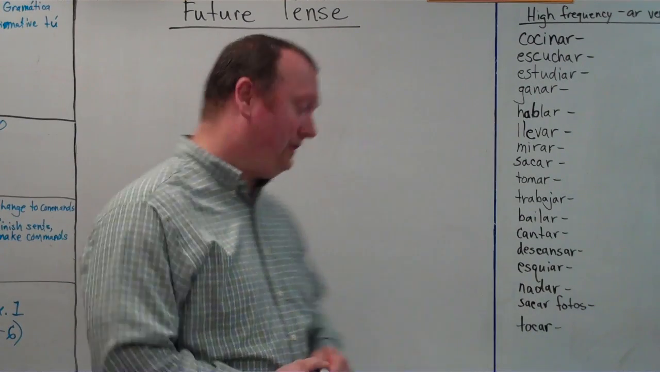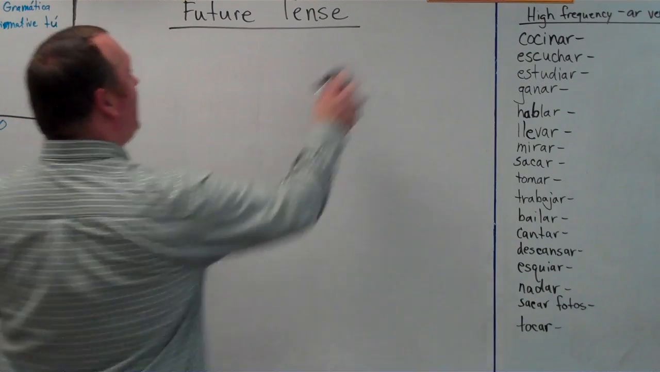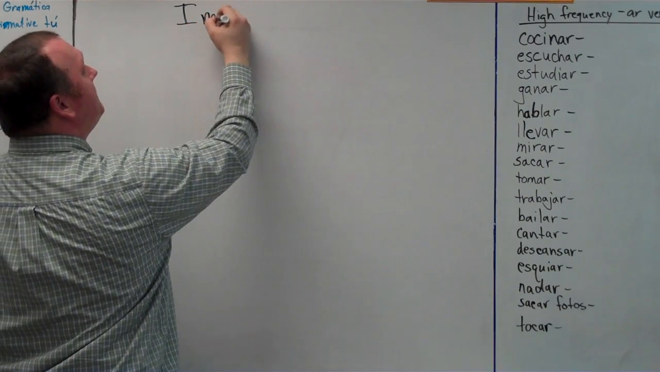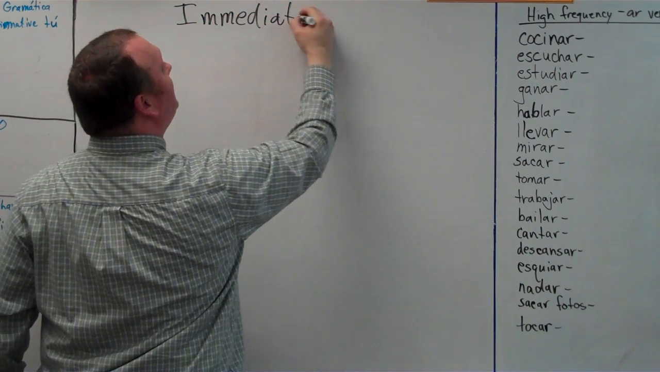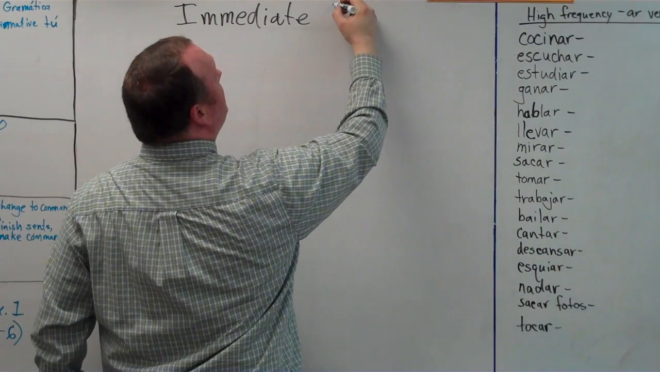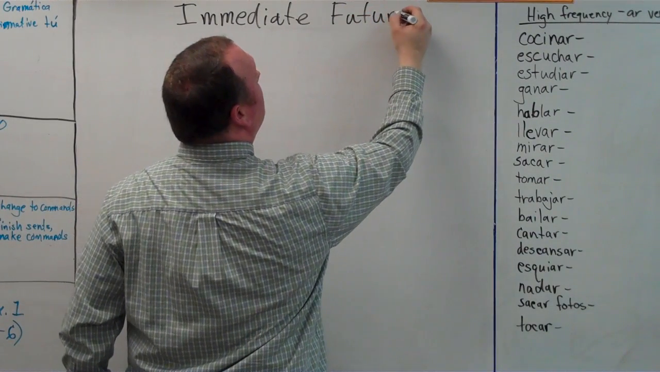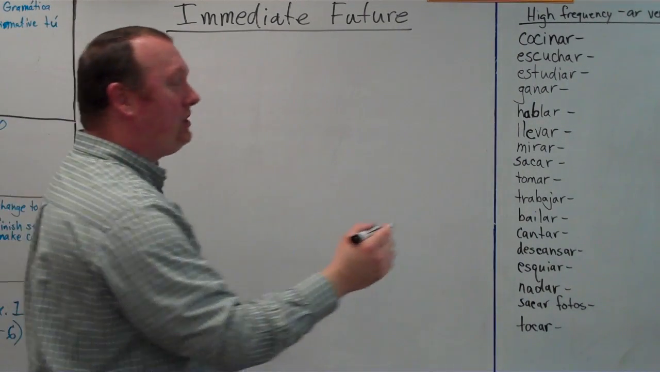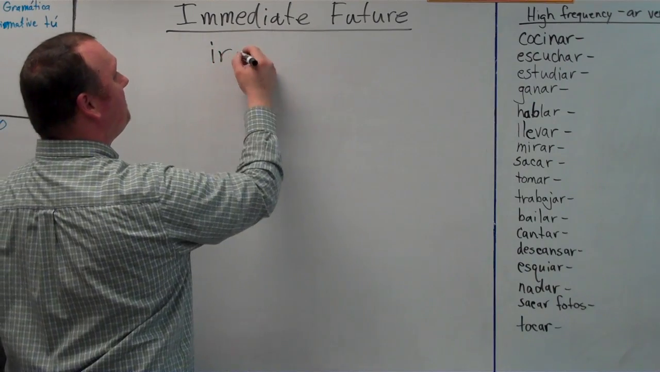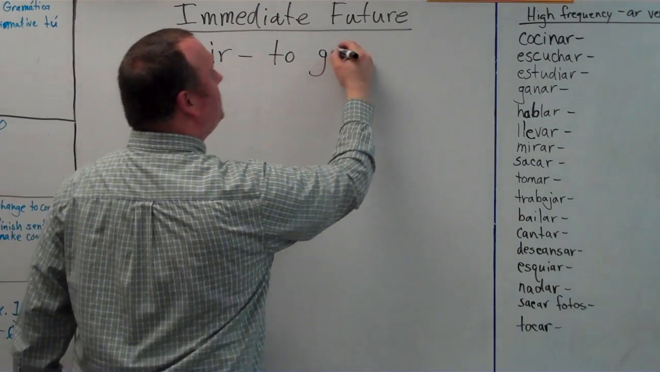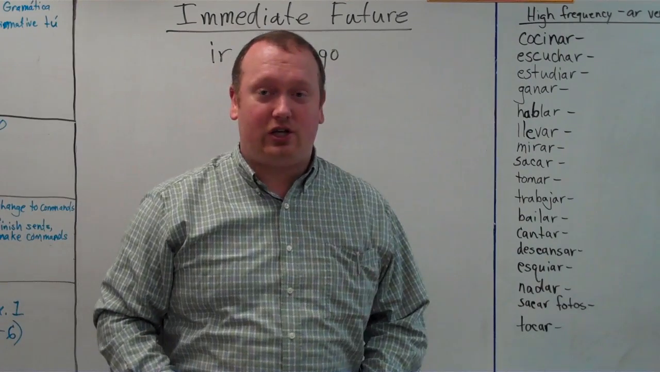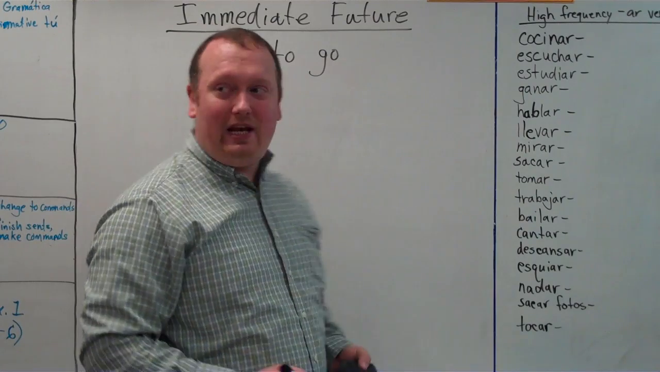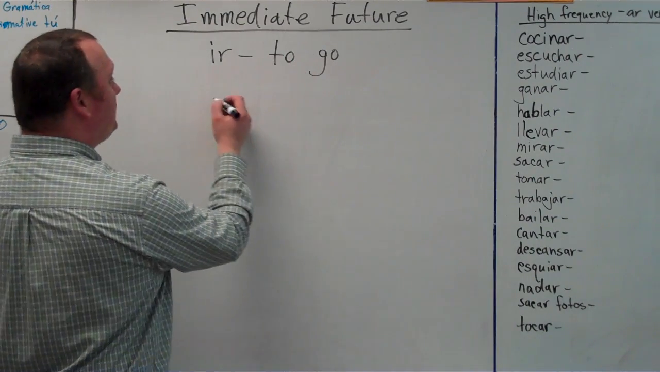Let's look at the immediate future first. Okay? So we've studied the immediate future a lot in the past, earlier this year. And here's how you form the immediate future. You have to use the verb ir, and the verb ir means to go. And we do this in English as well because we say I'm going to do something. So the immediate future tense is formed using this verb ir.